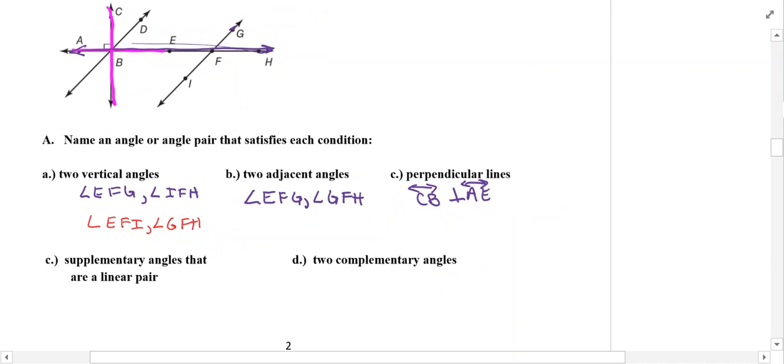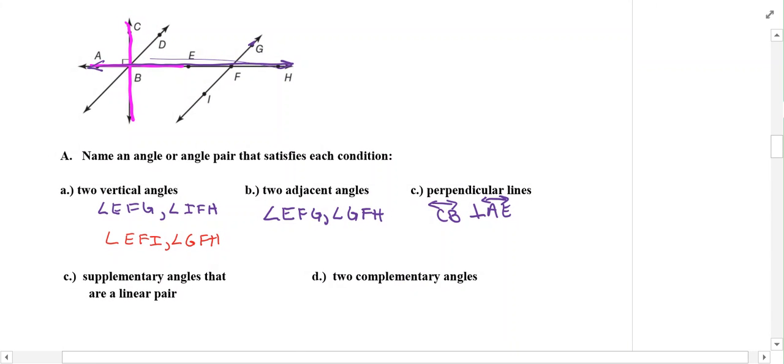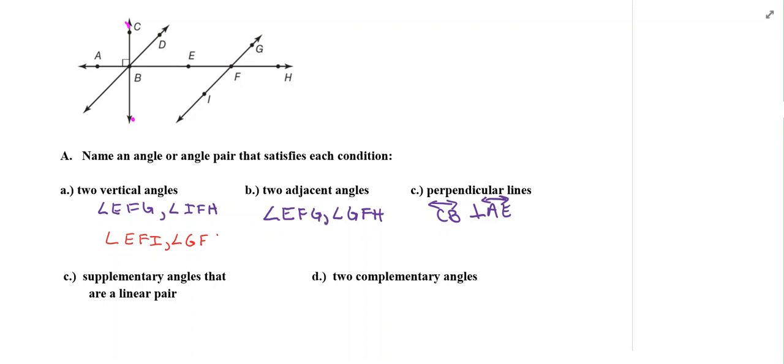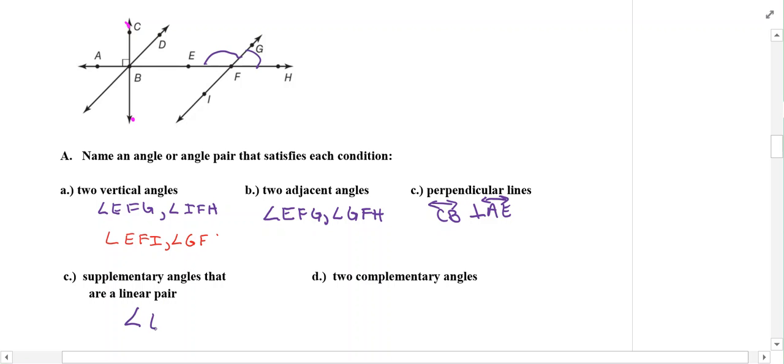Supplementary angles that are a linear pair. I would choose the same ones we have here. So we have angle EFG and angle GFH. These are supplementary angles that form a linear pair.